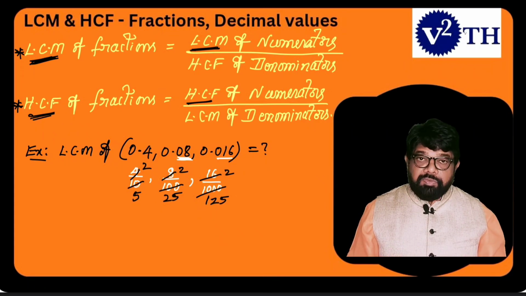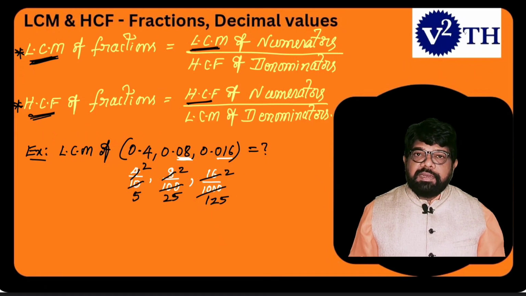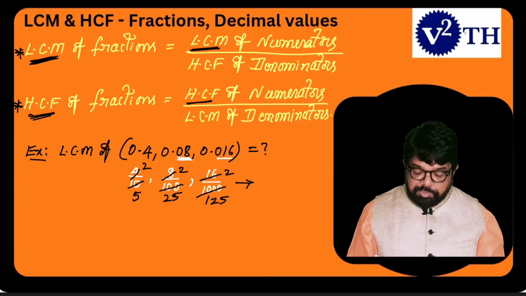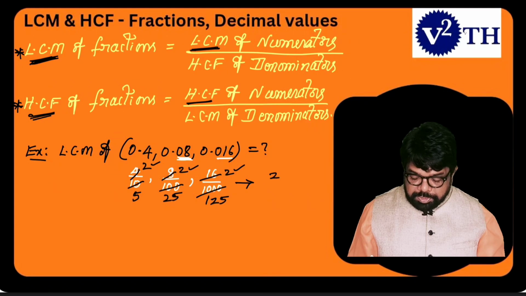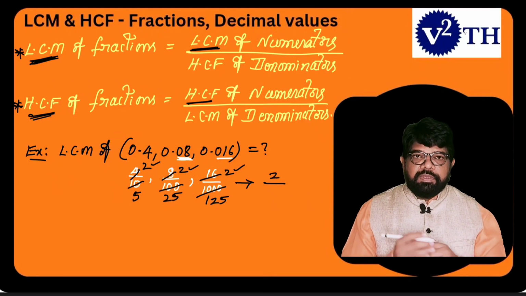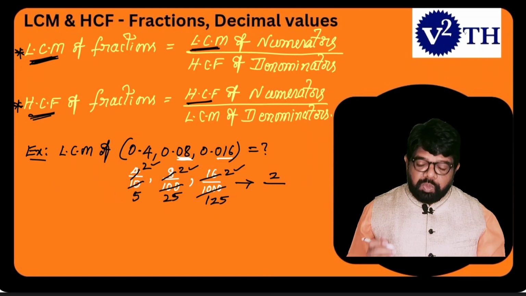Now these are the simplified forms: 2 by 5, 2 by 25, 2 by 125. Now calculate the LCM of fractions. Now what do you do for LCM of fractions? LCM of numerators. What are the numerators here? 2, 2, 2. So LCM of 2, 2, 2 is 2. Same numbers. Already we learnt in the LCM shortcut. Okay, same values, LCM is same. So LCM of 2, 2, 2 is 2.